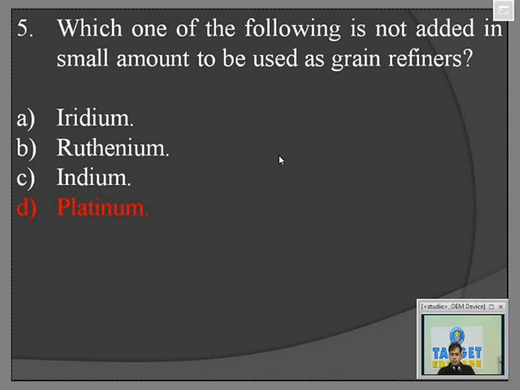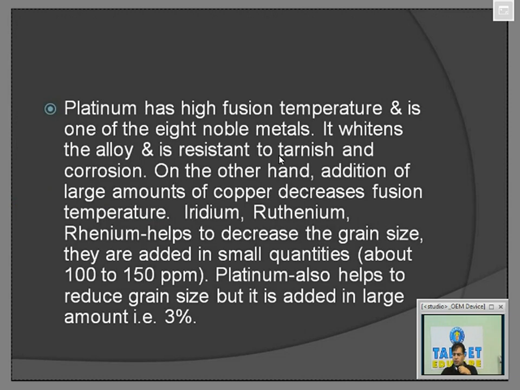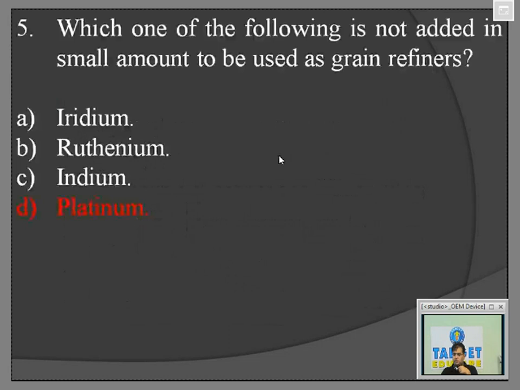Okay, next question. Which one of the following is not added in small amount to be used as grain refiners? So this is a fact-based question. The correct answer is platinum. Iridium, ruthenium and indium are added in small amounts and they act as grain refiners. While platinum, to act as grain refiner, it needs to be added in greater amount, which is more than 5%.